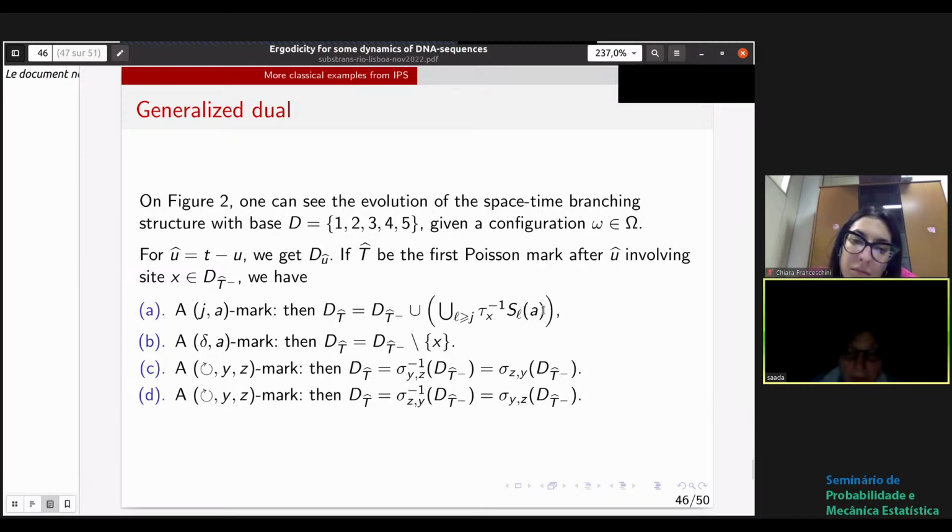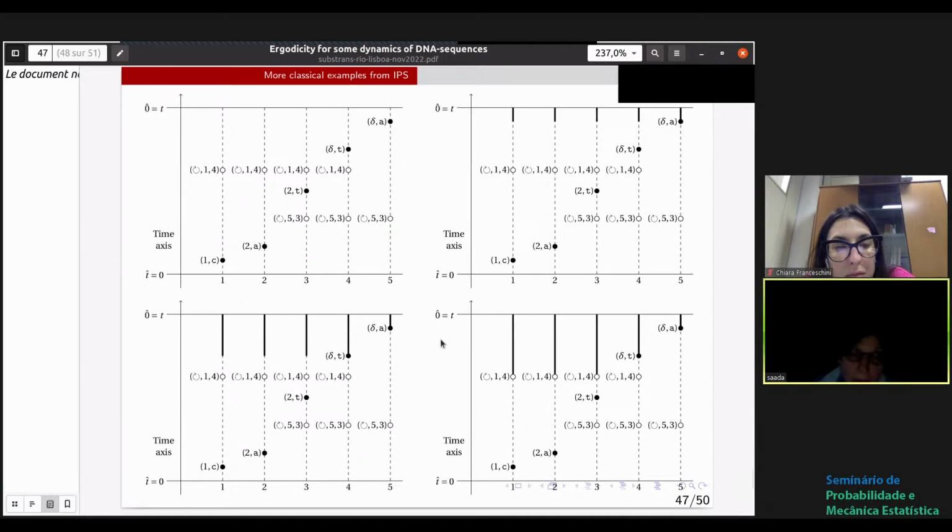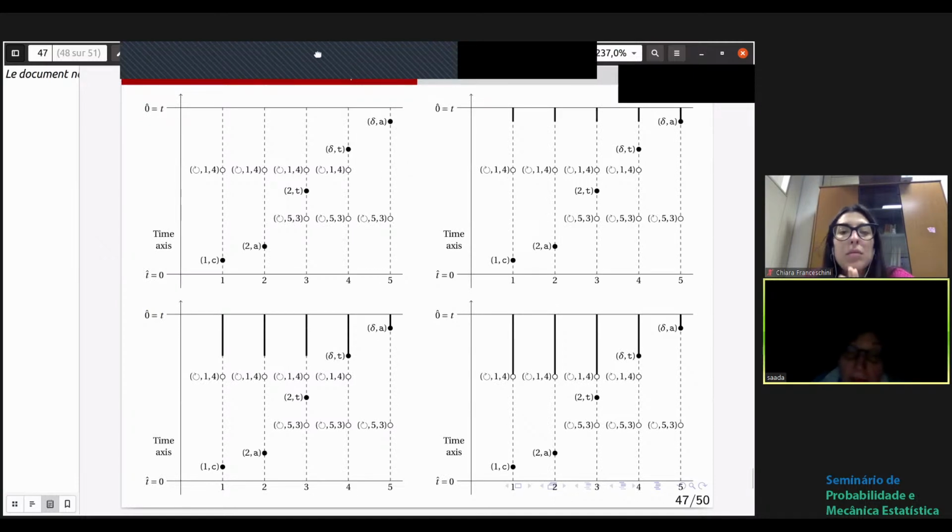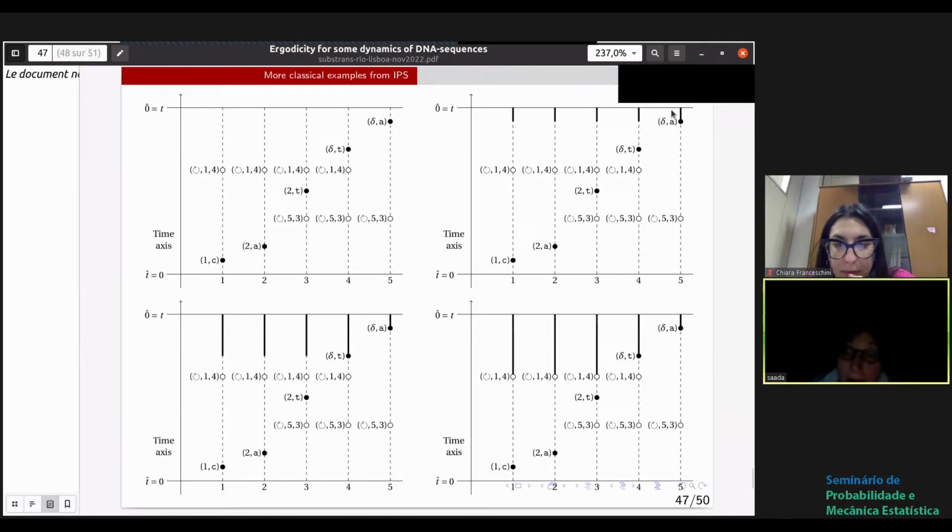range of interaction. But if we meet a delta A mark, since we did go up, we did not need anything, we don't know, we can do anything. So then we have just to take out the site X. And for the cycles, we just go the other way around. So that's a possibility. So we are here. And then, okay, we go down. First, I meet a delta. So nothing. There's nothing more.